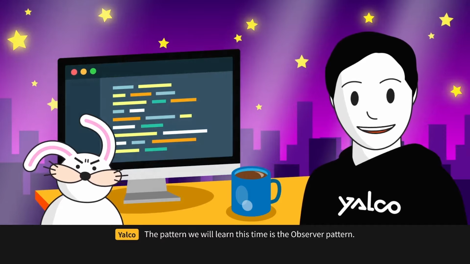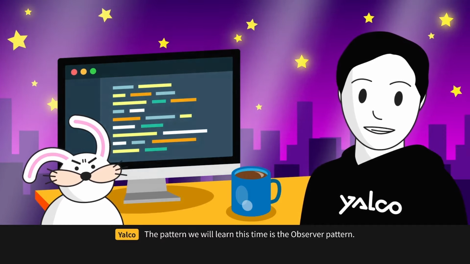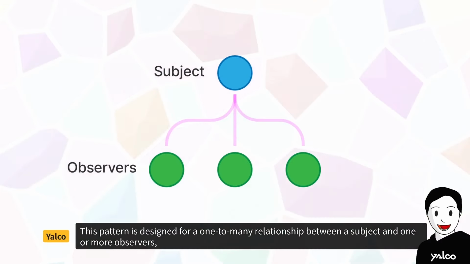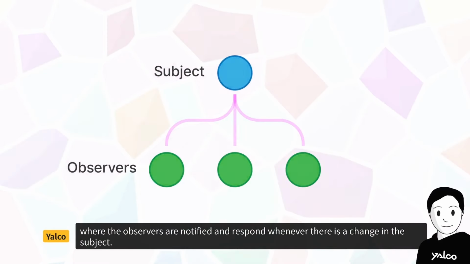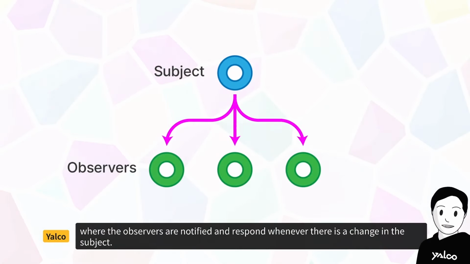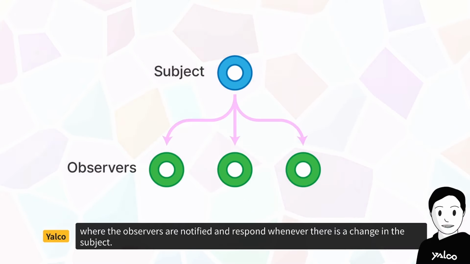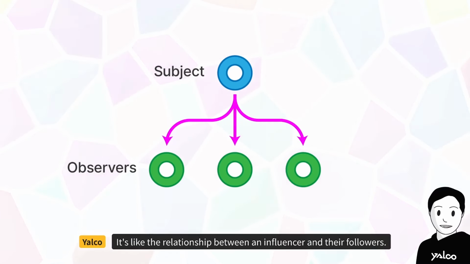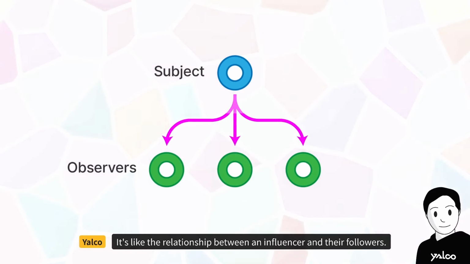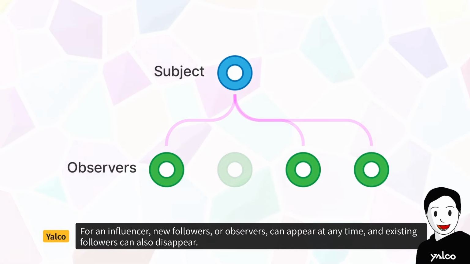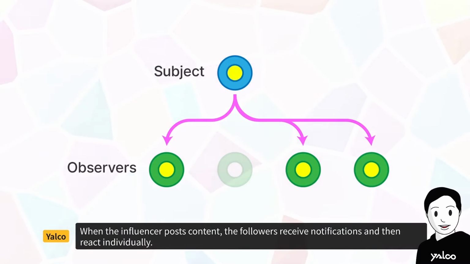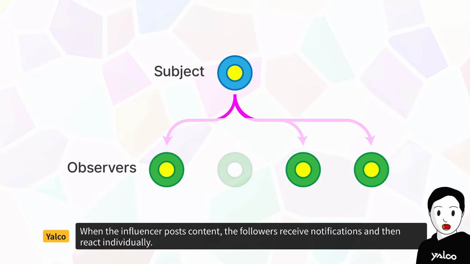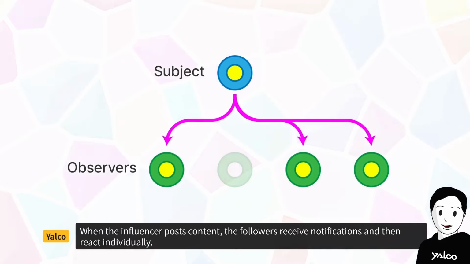The pattern we will learn this time is the observer pattern. This pattern is designed for a one-to-many relationship between a subject and one or more observers, where the observers are notified and respond whenever there is a change in the subject. It's like the relationship between an influencer and their followers. For an influencer, new followers or observers can appear at any time, and existing followers can also disappear. When the influencer posts content, the followers receive notifications and then react individually.